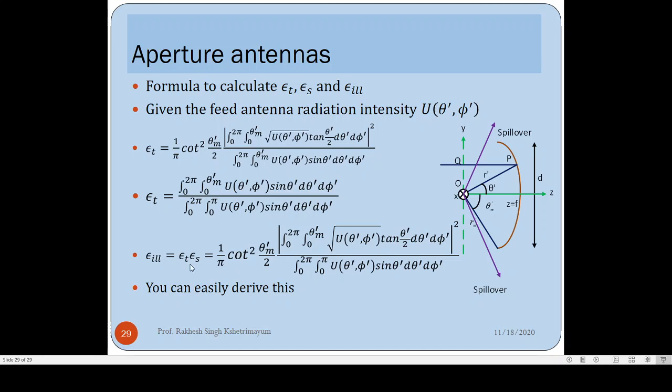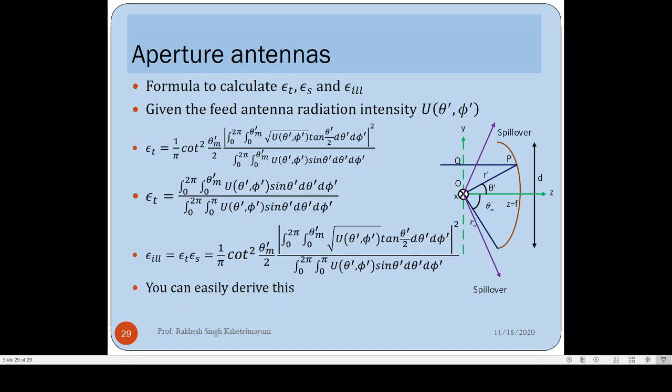If I multiply this spillover efficiency and the taper efficiency, I get the illumination efficiency. What you can observe is that this denominator and this numerator cancel out. What we have is only this numerator and this denominator, which is exactly what you have here. So this is the illumination efficiency.